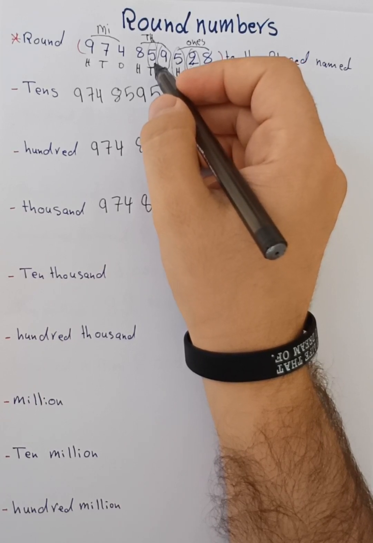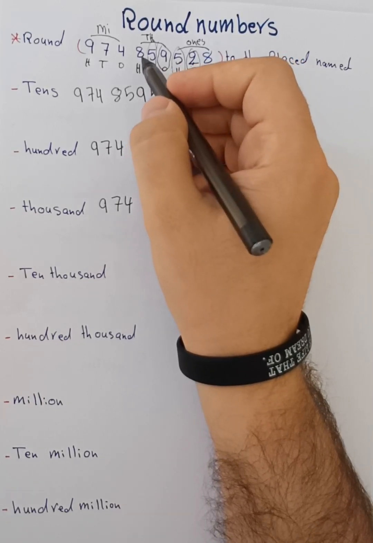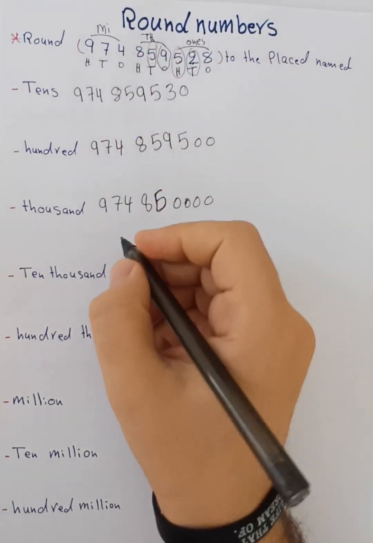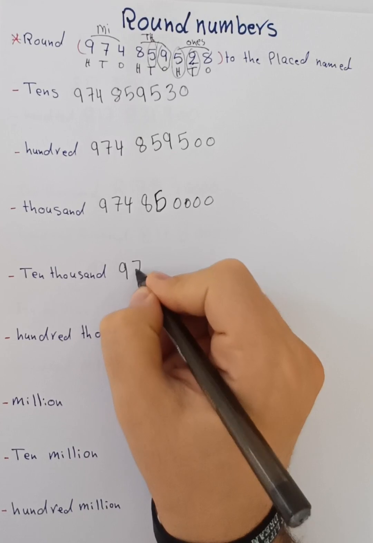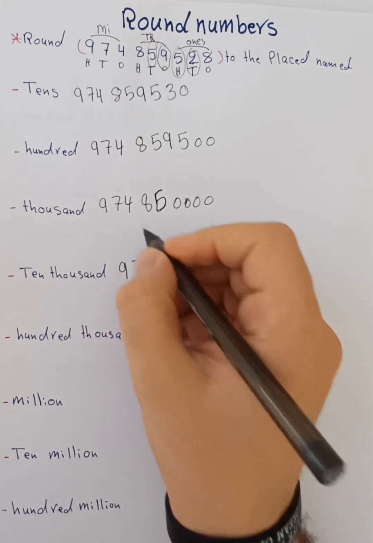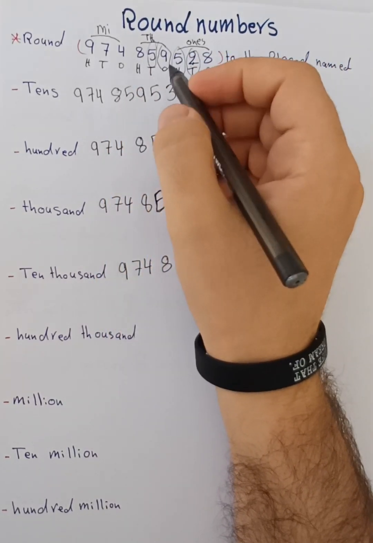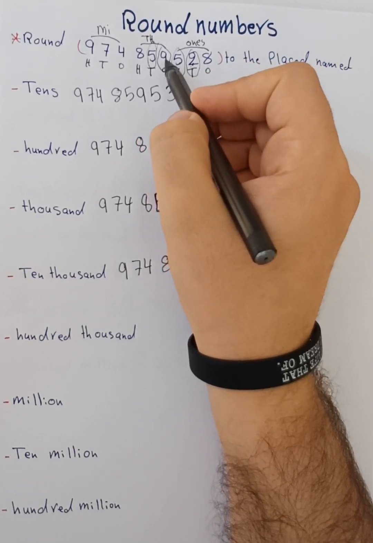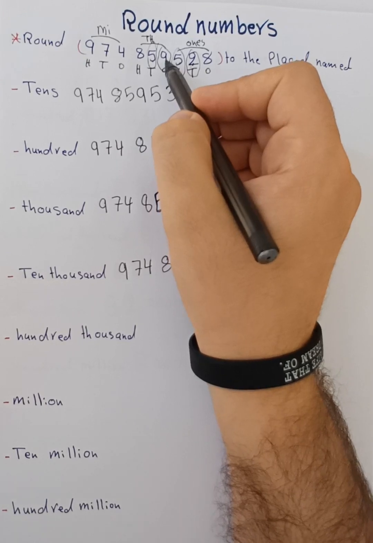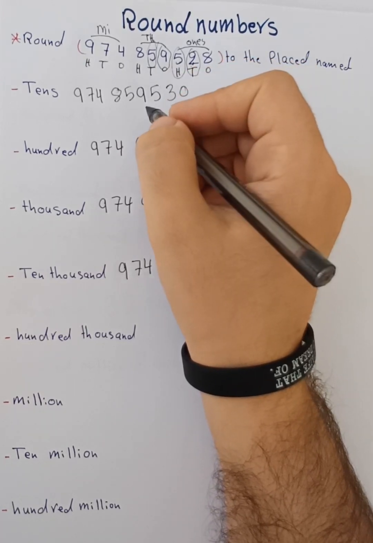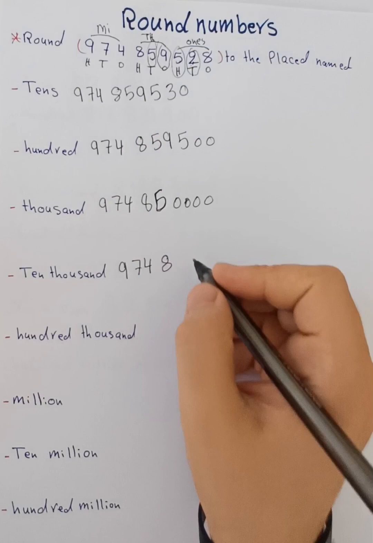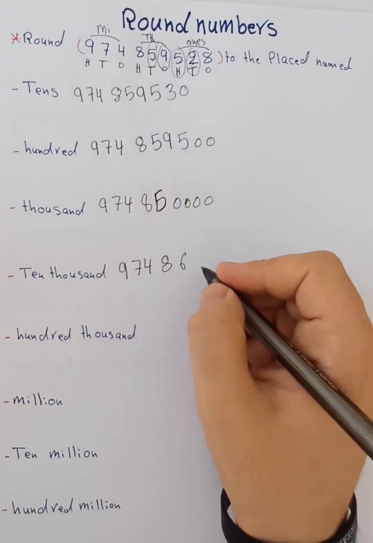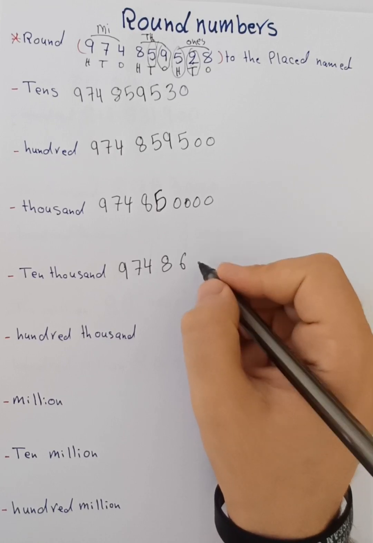So we have to write all numbers at left without change. We have 974 and we have 8. So 10,000 is 5. After 5 you have 9. By rounding rule, if we have 5 or greater than 5, this number increases by 1. 5 increased by 1 is 6, and these 4 numbers become 0.